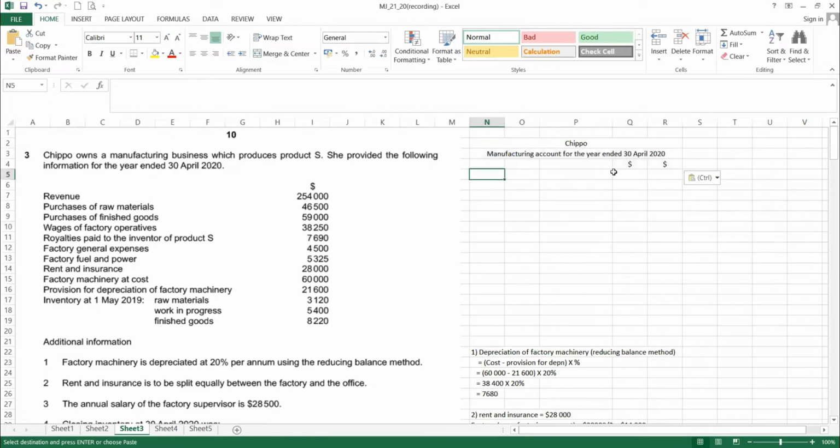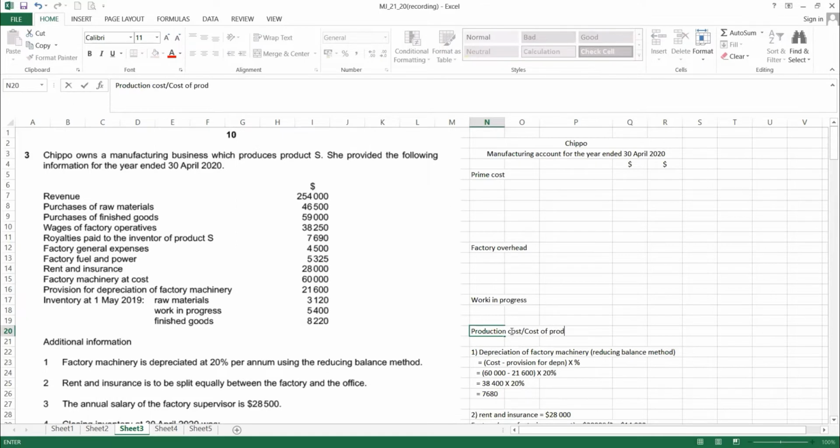Okay, manufacturing account, basically you have direct cost, which is the prime cost. I write down prime cost first. Then after that, you have the factory overhead. There is a 2 key section. After that, you have the work in progress. That is the last section. Then you get your production cost, or sometimes cost of production. So either way can be.